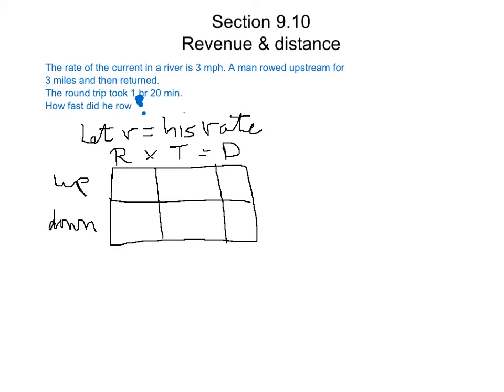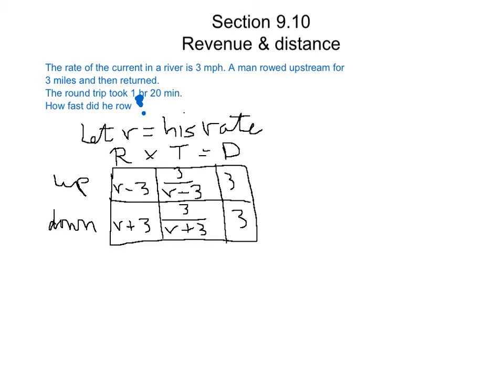Now, one thing we know right away is that he rowed 3 miles up and 3 miles back. Now, we're assuming that he rows at a rate of r miles per hour. Going upstream against the current, he loses 3 miles an hour. The current takes it away. And going downstream, it's added. So, rate times time is distance, which means time is distance over rate. So this time is 3 over r minus 3, and this time is 3 over r plus 3.